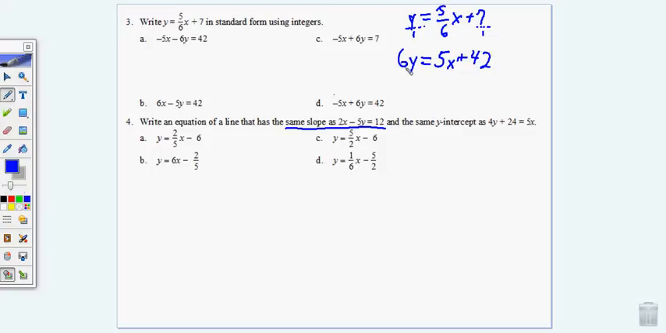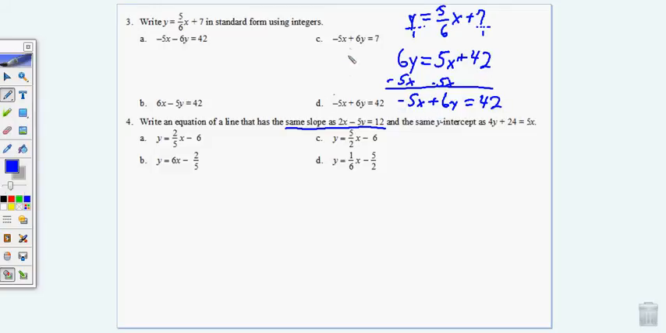If we want to get it into standard form, we also need to have x and y on the same side. So I'm going to subtract 5x to both sides. Subtract 5x. Alright, this would give us negative 5x plus 6y equals 42. This is standard form. We have no fractions, no decimals, all whole numbers, and x and y are on the same side. They're both on the left.